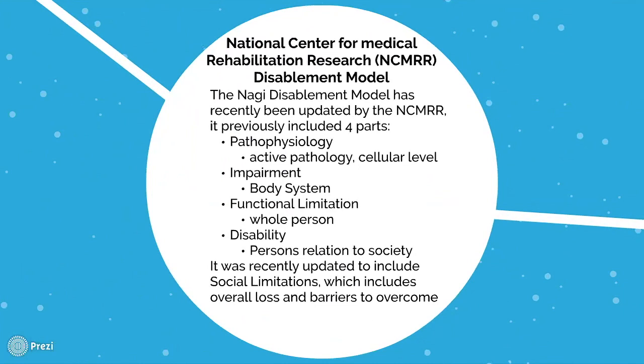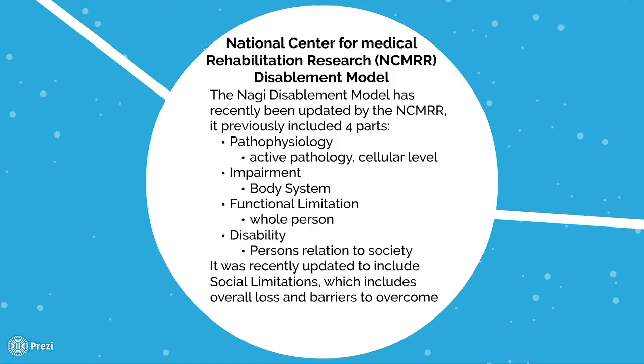The first was pathophysiology, which is the active pathology, cellular level. This is everything down to the very basic of what's going on with this person. Next was impairment, so body system, organ, things like that are being affected by whatever's causing the issue. Next is going to be the functional limitations. So we're looking at this person as a whole. We're trying to understand how this illness is affecting this person in their daily life.